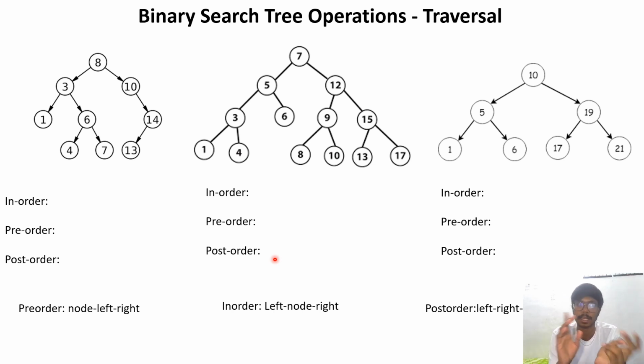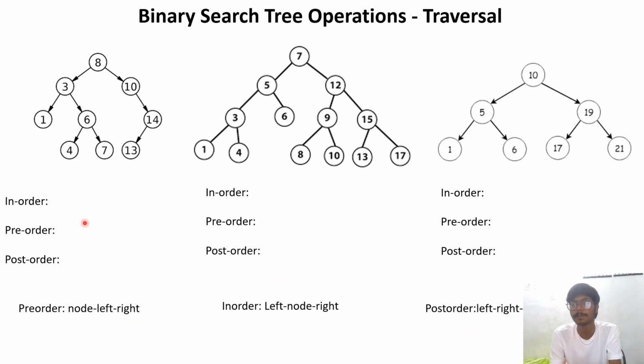How can we remember node, left, right? We will go for a simple trick. Pre means starting. We will write the node at the start. In means middle, so we will write the node in the middle. Post means the node is last, so we write the node last. We will always go from left to right. So we write from left to right, left to right, left to right. It is as simple as that.